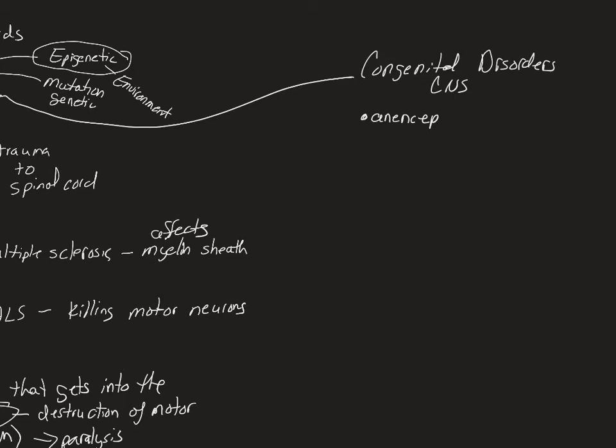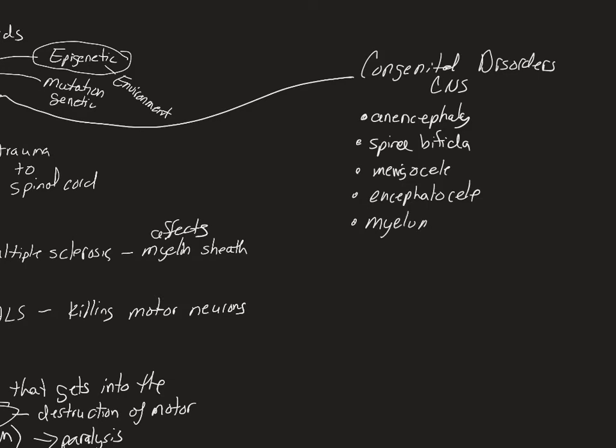So some of my favorites are anencephaly, spina bifida, and then you've got meningocele, and encephalocele, myelomeningocele. Oh God, do I have to write that? I guess I should if I said it. Meningocele, and then serinomelia.